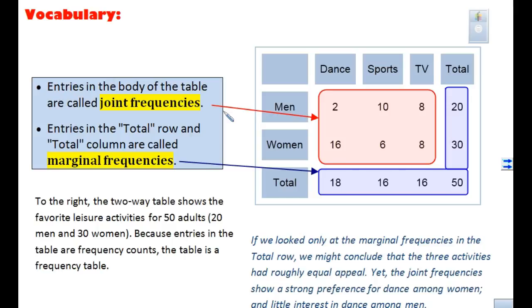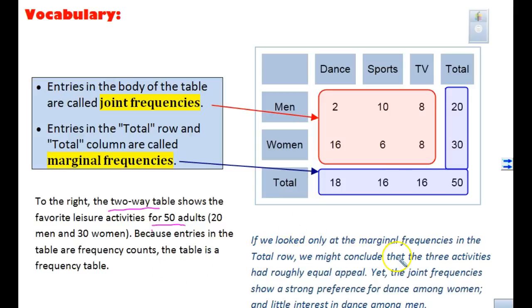And now as we read here, it says, well, if we look to the right, this two-way table, two-way meaning we are comparing men and women to our choices in this case. They surveyed 50 adults, 20 men and 30 women. Because the entries in the table are frequency counts, the table is considered a frequency table. This is different than what's called a relative frequency table. We're going to talk about that also, okay?